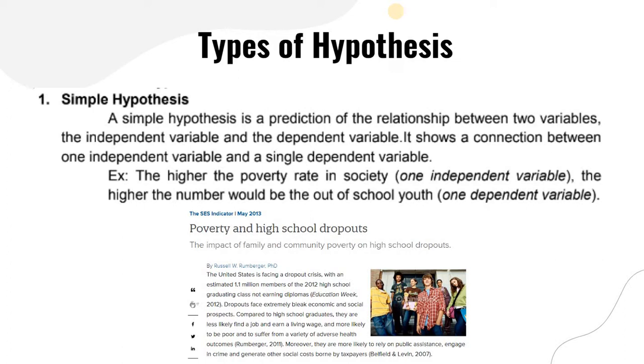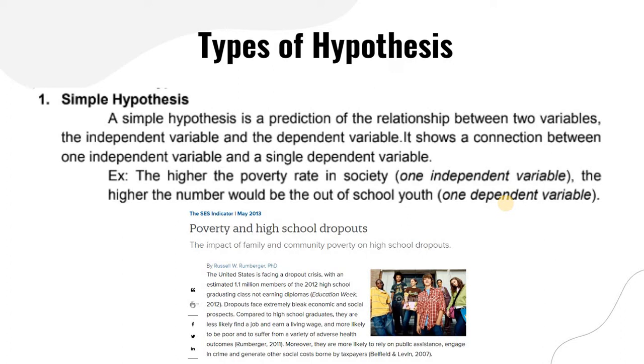So, meron kang independent, meron kang dependent. Example, the higher the poverty rate, independent yun, kasi unaffected yan, poverty rate yan. And then, ang dependent variable mo, the higher the number would be the out-of-school youth. So, pag mas mataas daw yung poverty, mas dadami din yung out-of-school. Independent, dependent variable. So, very simple lang siya. From the term itself, simple hypothesis.